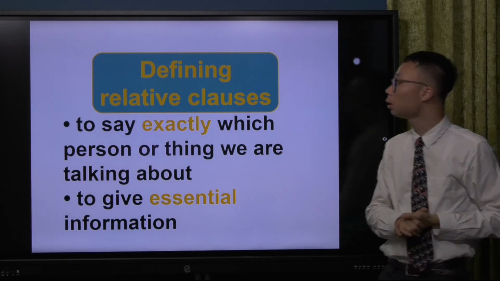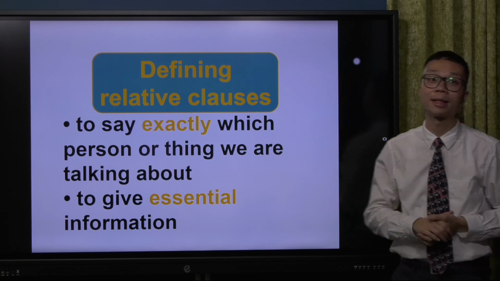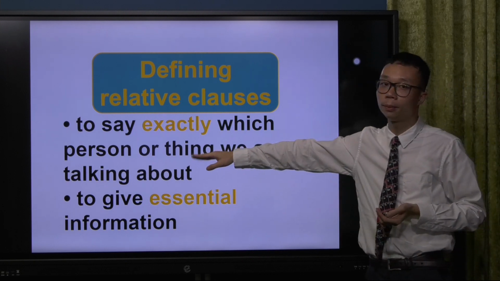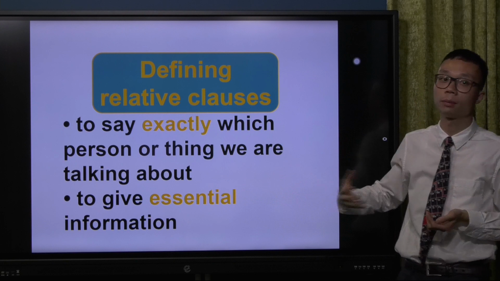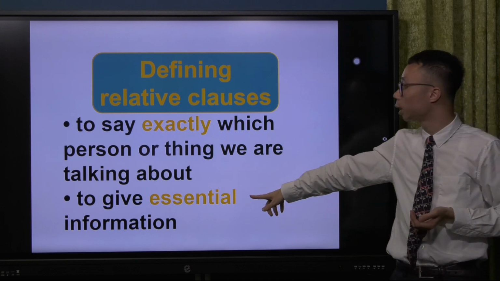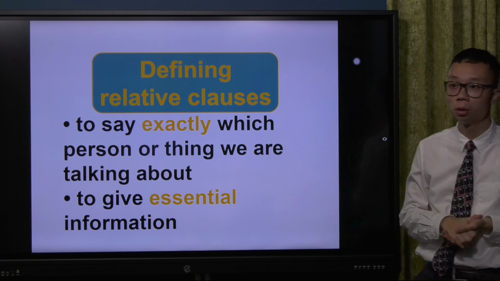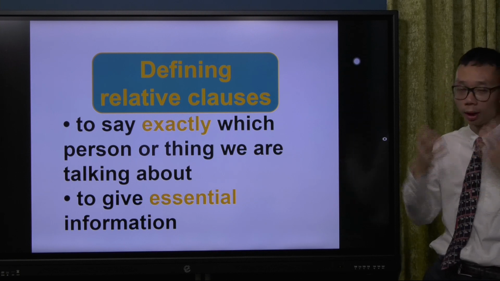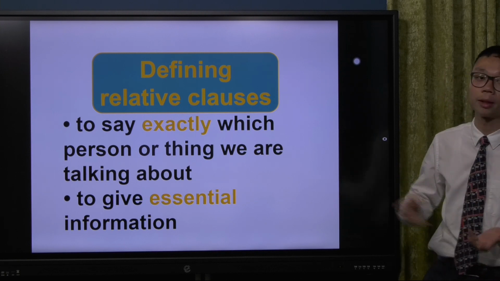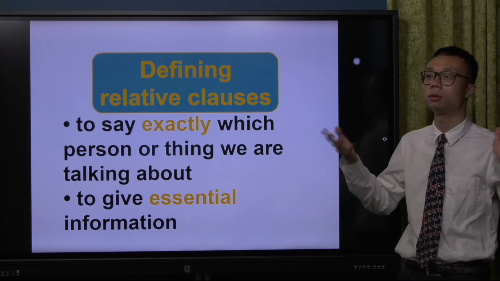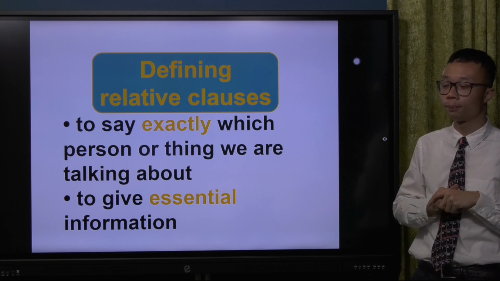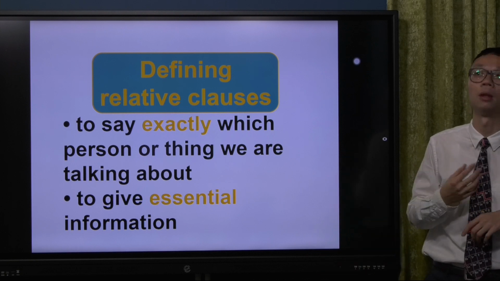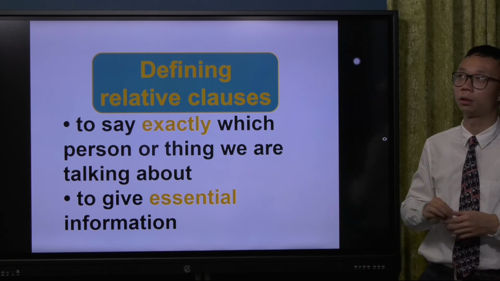Okay, so a defining relative clause is to say exactly which person or thing we are talking about. When we talk about things, I included it here because I guess that, okay. Or you just give some essential information. Anyone know what this word essential means? It's another word for important. It means something really, really important you have to include. Just like the last one, we talk about the studio. Say the studio belongs to Sally. We have to tell our audience, the recipient, which Sally we are talking about. Are we talking about Sally the hairdresser or Sally the fashion designer?